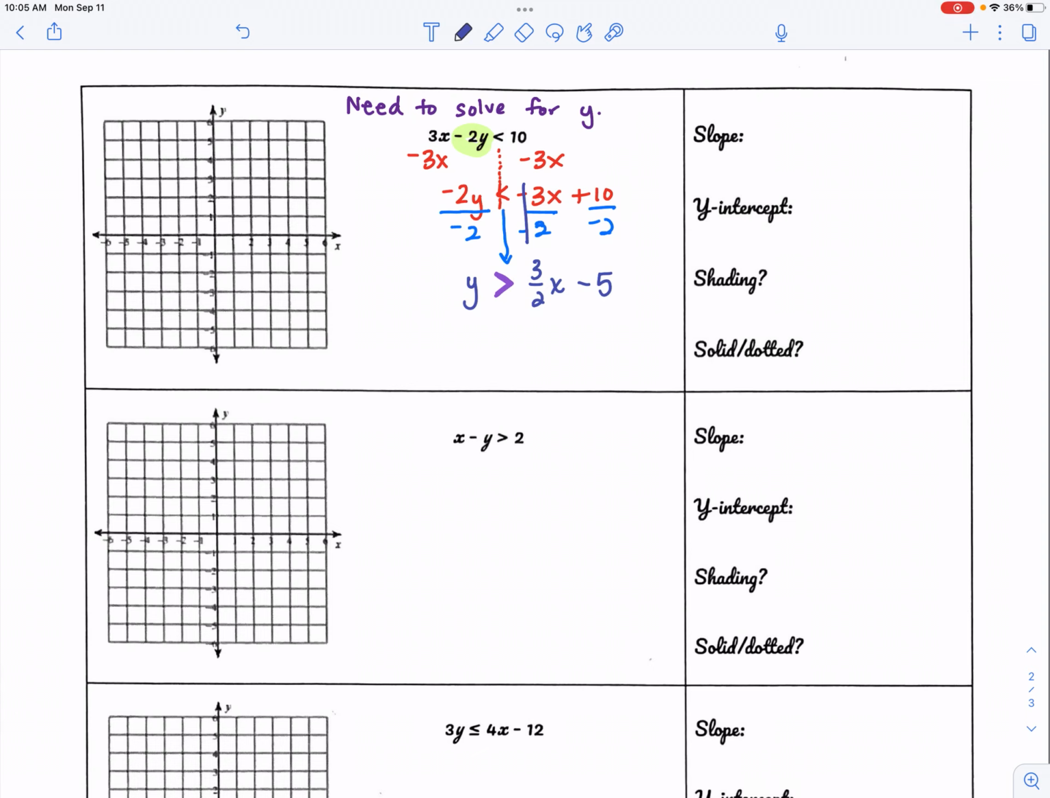Now that we have slope-intercept form, I'm going to identify my slope of 3 halves. This tells me I'm going to go up 3 and 2 to the right, or down 3 and 2 to the left. My y-intercept is a negative 5. Again, this is our starting point.